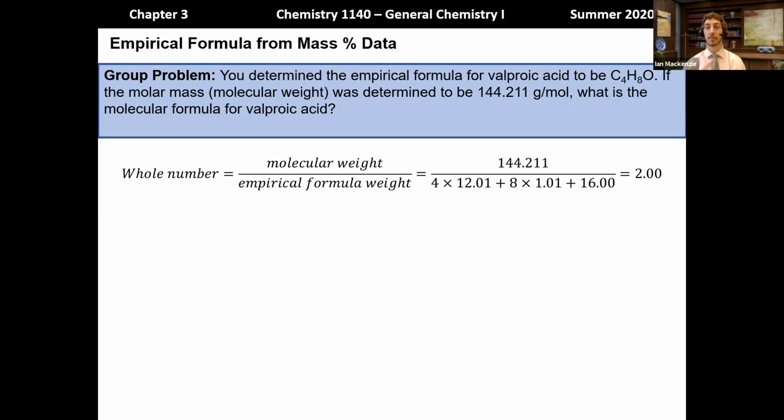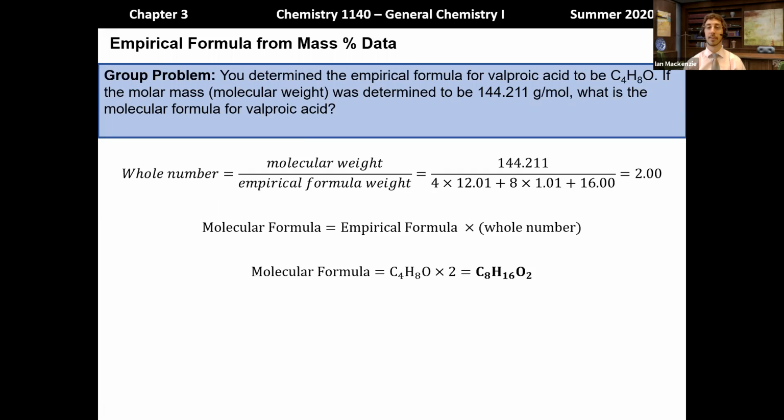Well, it's again very straightforward. The whole number scaling factor is simply the molecular weight divided by the empirical formula weight. So we take the molecular weight, divide it by the sum of the atomic weights in the empirical formula, and I come out and find that my scaling factor is 2. So my molecular formula then is simply the empirical formula times that scaling factor, and is thus C8H16O2.